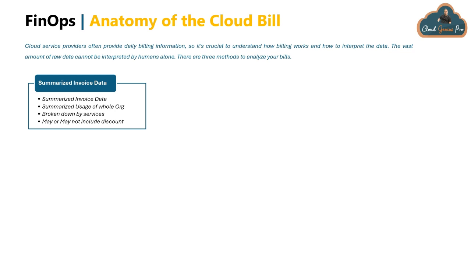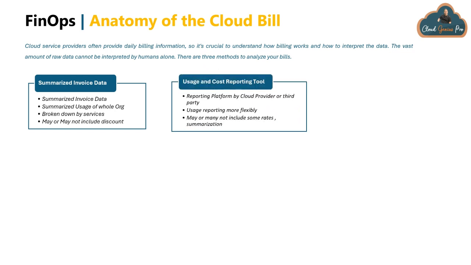The first one is the summarized invoice data. As the name indicates, it is a summarized view where any organization can see the usage of the complete organization as a whole. Sometimes it is broken down by service family. So the enterprise can see the data related to cost for compute service, network service, or maybe data transfer or storage service, and so on and so forth. These bills or this data may or may not have the discounts. It depends on which type of discount the organization is looking at and whether that hyperscaler is supporting that or not. So again, this is a summarized view, very easy to understand.